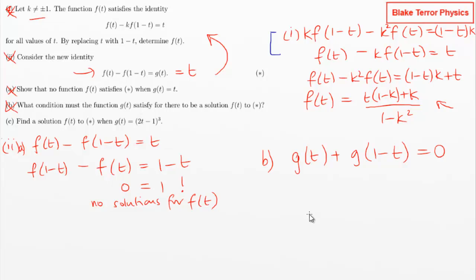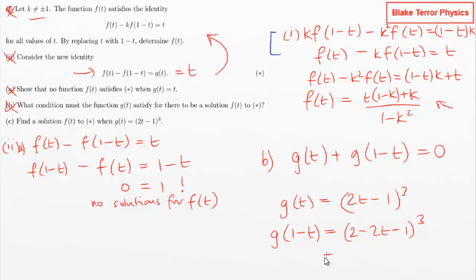Find a solution f function of t to that equation when g of t is that. So when g function of t is 2t minus 1 cubed, so yeah, if we do g of 1 minus t, we're going to get 2 minus 2t minus 1 cubed, which is 1 minus 2t cubed, which is minus g of t. Right, okay, so it does satisfy this, but I don't think that actually helps. That's kind of implied in the question, isn't it?